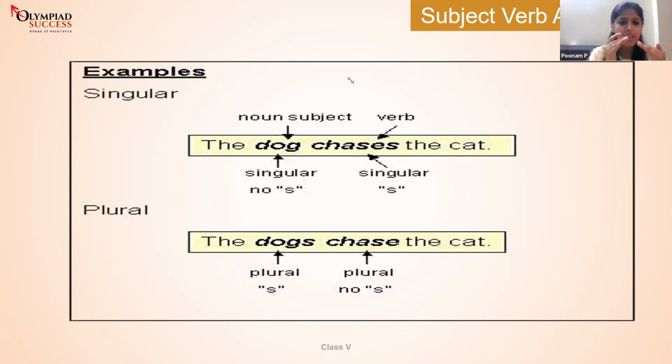Got it? Now, when it comes to plural, I will change the subject to plural. Dog will become dogs. Dogs chase the cat. Chase is plural here because it is without S. Hence, this is again a grammatically correct sentence because it agrees in number, both subject and verb.